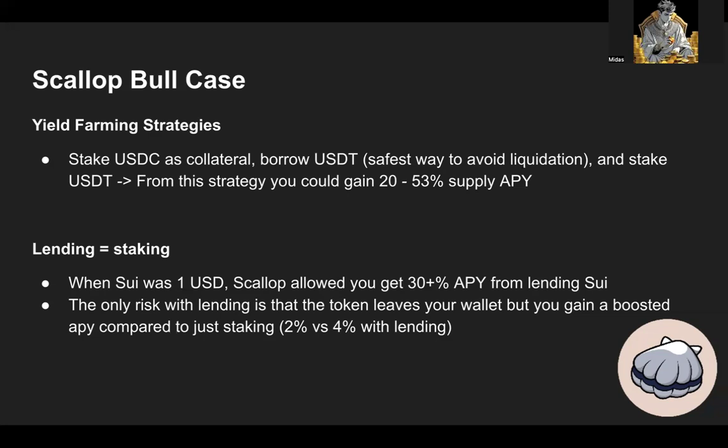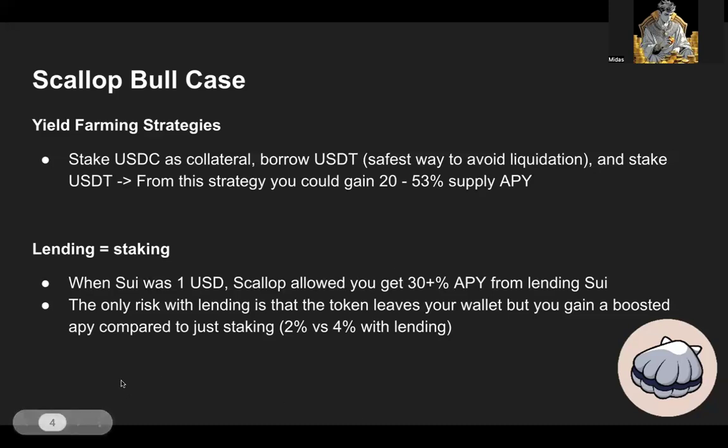From the strategy, you can gain around 20 to 53% supply APY, compared to the base, I believe right now it's like 19% on Scallop from just lending. And like I mentioned, lending is also equivalent to staking. So when Sui was 1 USD, Scallop allowed you to get 30% plus APY from lending Sui. The only risk with lending is that the token leaves your wallet, but you gain a boost to APY compared to just staking. In the Sui wallet, it's around 2% for staking, but with lending on Scallop, you get around 4%.